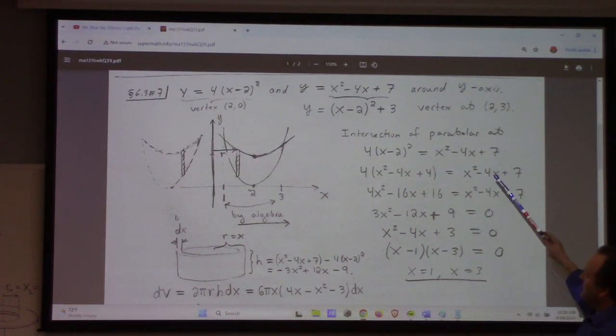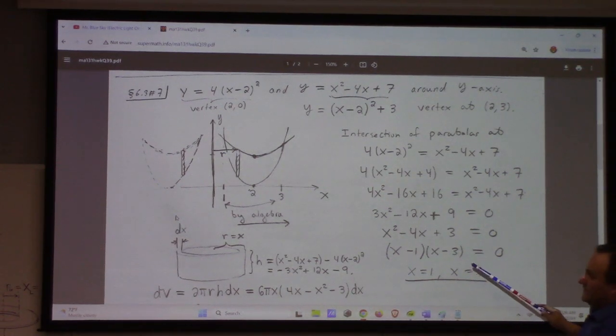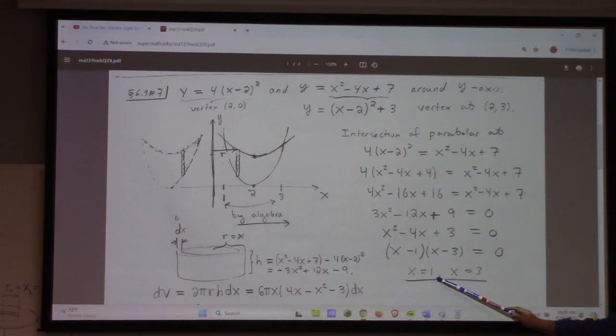So here I work out the intersection points of those parabolas, apparently 1 and 3. Yay, book problems. They always have super convenient whole number answers for intersection points. This does not happen in the wild. This is brought to you by calculus books.